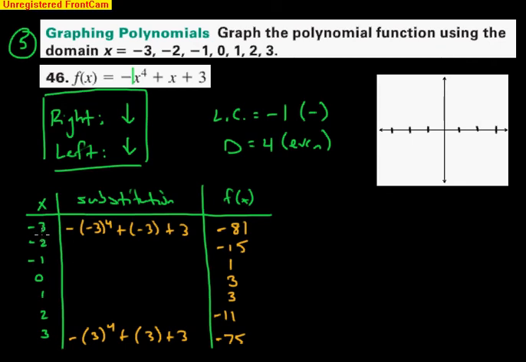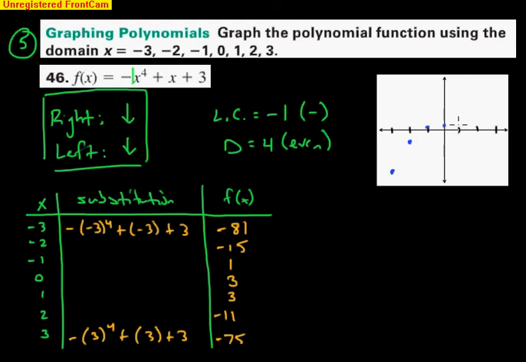So now, in blue, when x is negative 3, y is negative 81. So x is negative 3, go way down here, y is negative 81. When x is negative 2, y is negative 15, right around there. When x is negative 1, y is 1, just a little bit above that x-axis. When x is 0, y is 3, just a little bit more above.